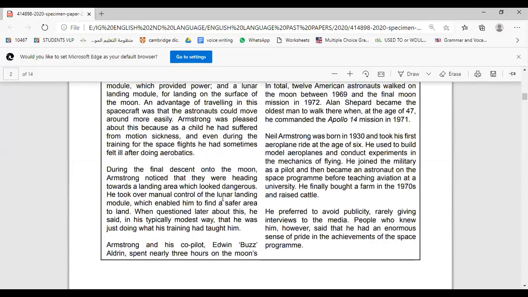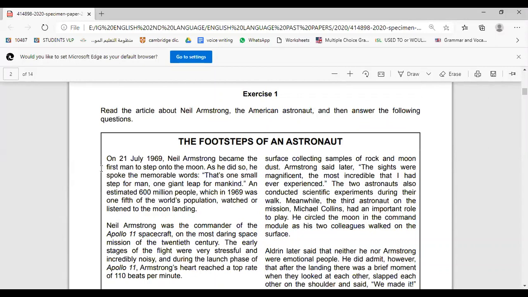fastest. Okay, now I go to the text and I see the footsteps of an astronaut. On 21st July 1969, Neil Armstrong became the first man to step onto the moon. The first man is not a job. As he did so, he spoke the memorable words, that's one small step for man, one giant leap for mankind. An estimated 600 million people, which in 1969 was 1/5 of the world's population, watched or listened to the moon landing. Anything about his job on the space travel? Anything about his role, about heartbeat and the speed of his heartbeat?